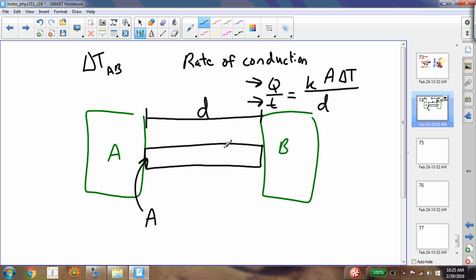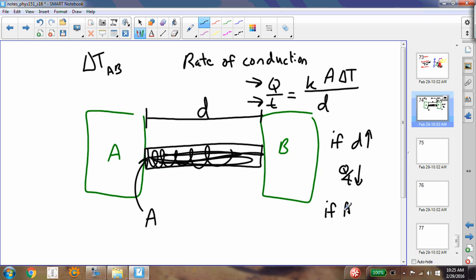D is the length of this material that is connecting these two bodies. So it's like the marshmallow fork, for example. If you have a longer marshmallow fork, you're not going to transfer as much heat. If D increases, Q over T decreases. It's an inverse relationship. If the area of my marshmallow fork gets bigger, if A increases, Q over T also increases. There's just more area, or more material, for the heat to transfer through.